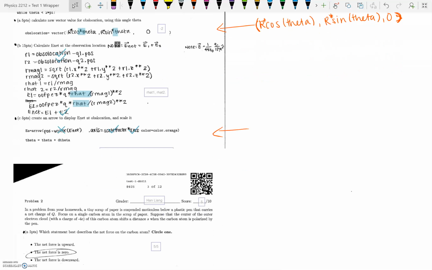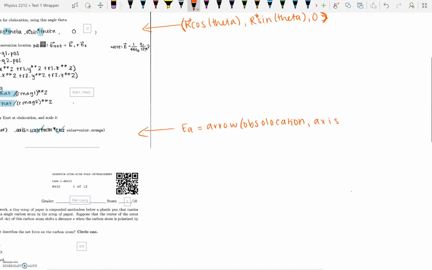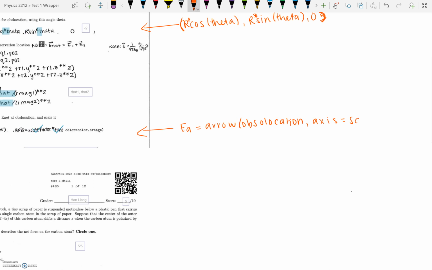they asked for the ENet at the observed location, and so that should actually be EA should be equal to the arrow at opposite location, and then the rest would stay the same. So axis equals scale factor times ENet.